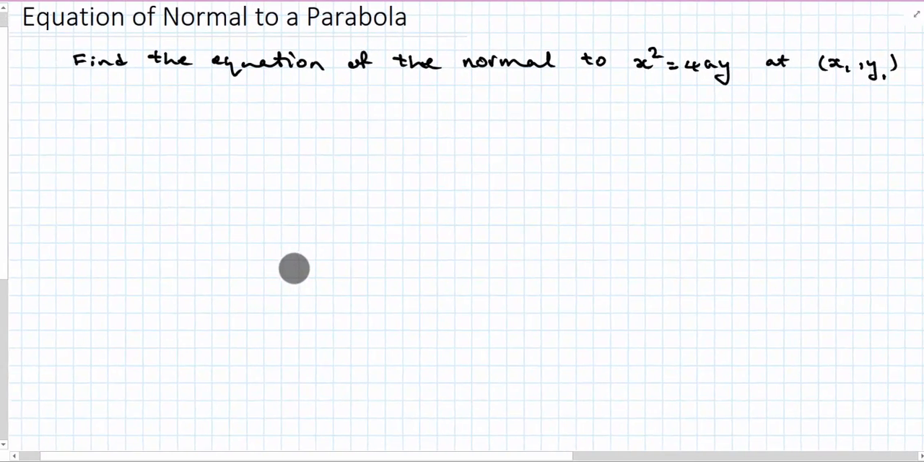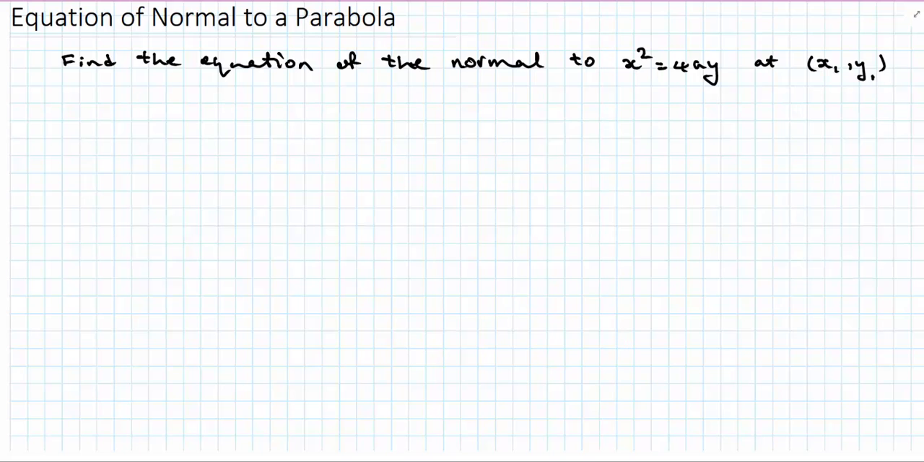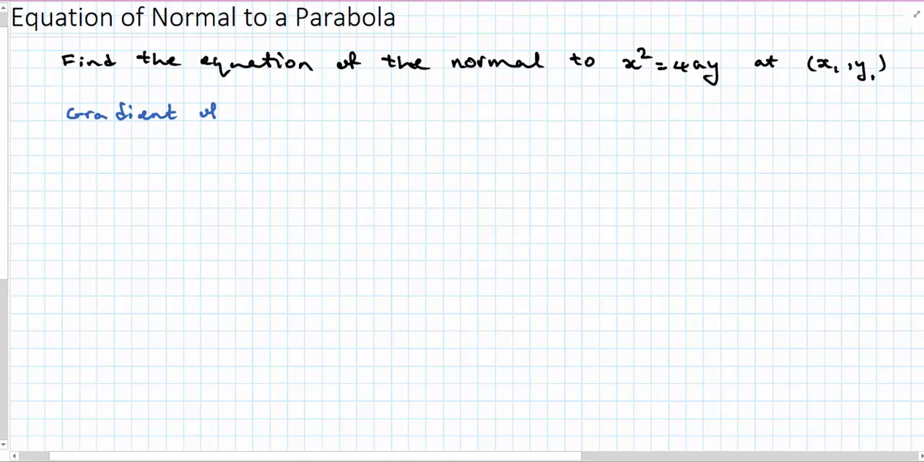Okay, so again, to find the equation of any line, I need a point and a gradient. I have a point x1, y1, I need the gradient of the normal. So let's write a little heading, gradient of normal. To find that, I need to differentiate.